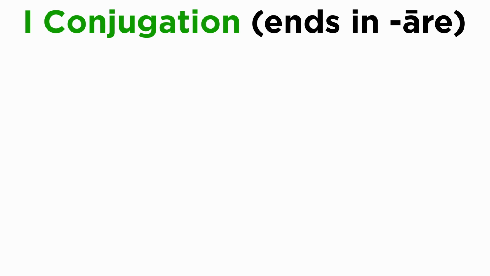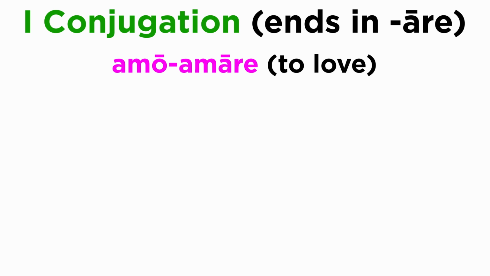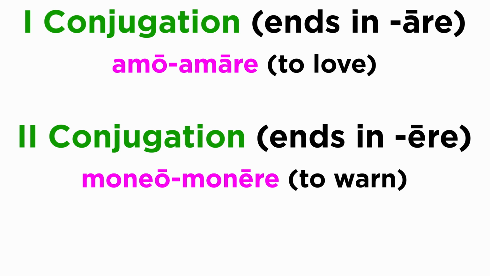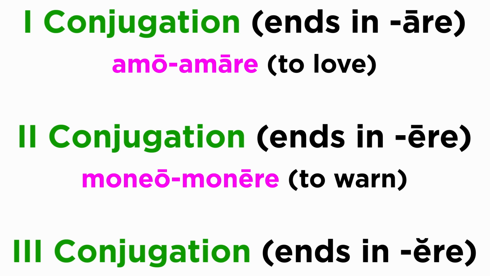The infinitive is the second principal part, and it will always appear in the dictionary. We have already seen that the first conjugation always ends in are, such as with amo, amare, and the second conjugation ends in ere, with a long e, such as with moneo, monere. Today we will introduce the third conjugation, which also has an infinitive that ends in ere, similar to the second conjugation, but with a short e.